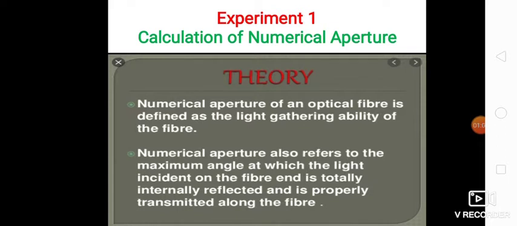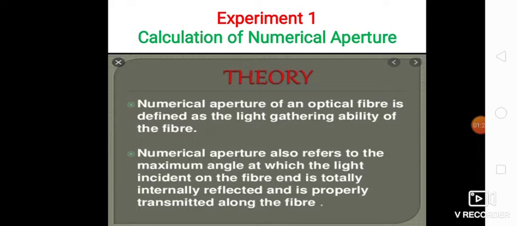The aim of our experiment number 1 is calculation of numerical aperture. As you already studied in theory, what is numerical aperture? It is a light gathering, collecting ability of an optical fiber. Numerical aperture also refers to the maximum angle at which the light incident on the fiber is totally internally reflected and is properly transmitted along the fiber.